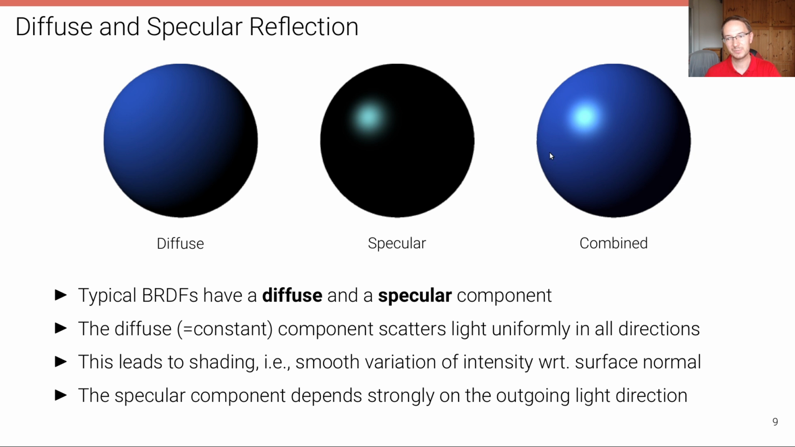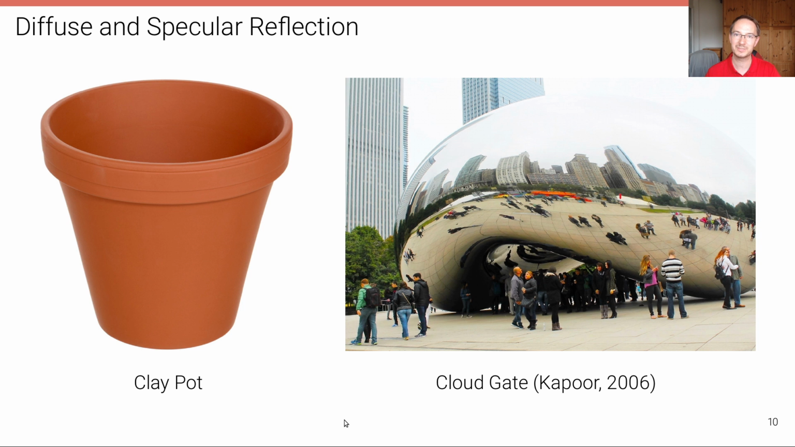And so here are 3 examples. Typically we observe a combined effect because materials are both diffuse and specular, but there are materials that are purely diffuse and there are materials that are purely specular. So here are 2 examples.